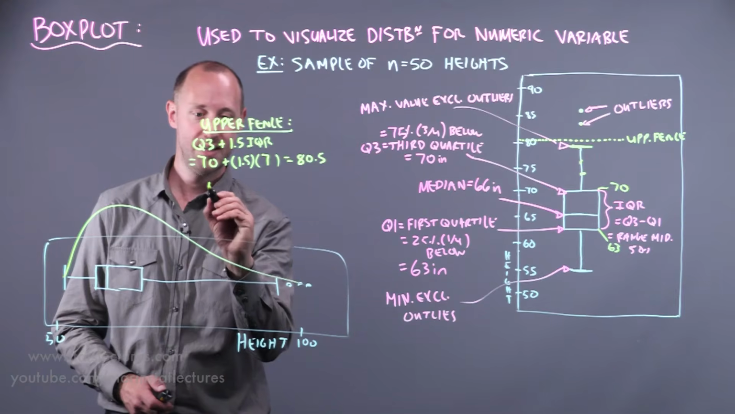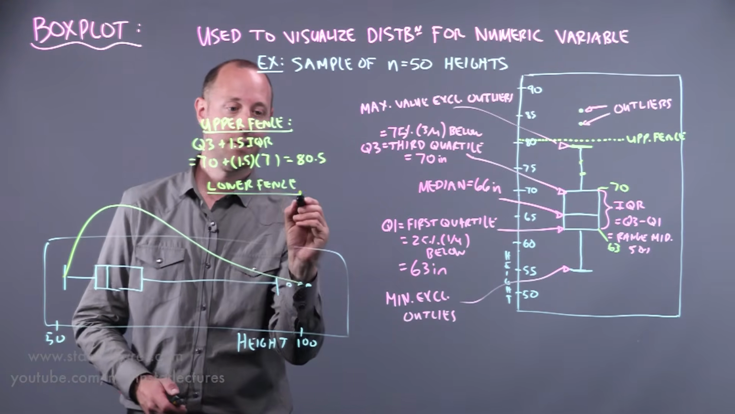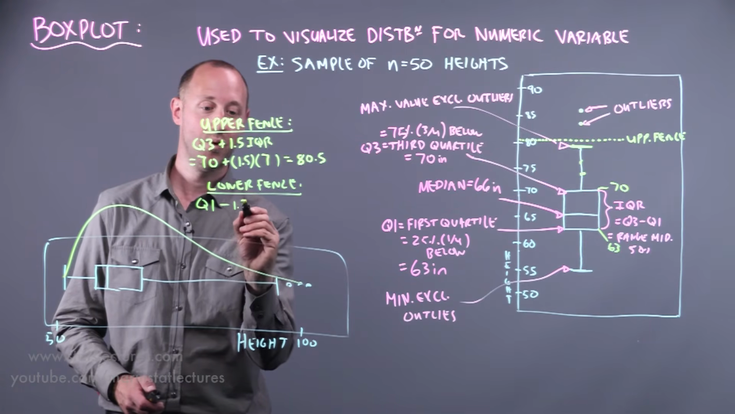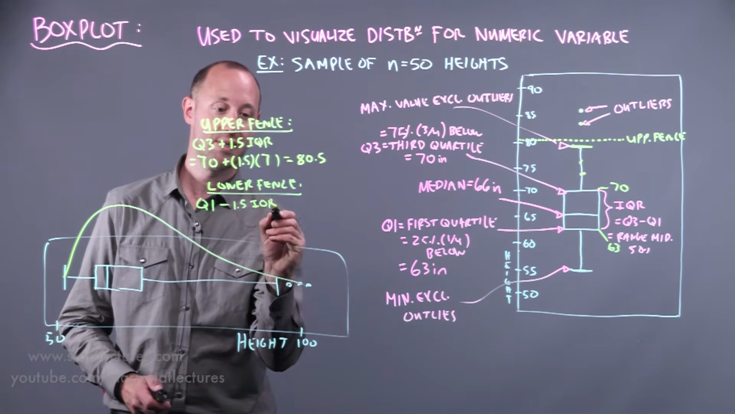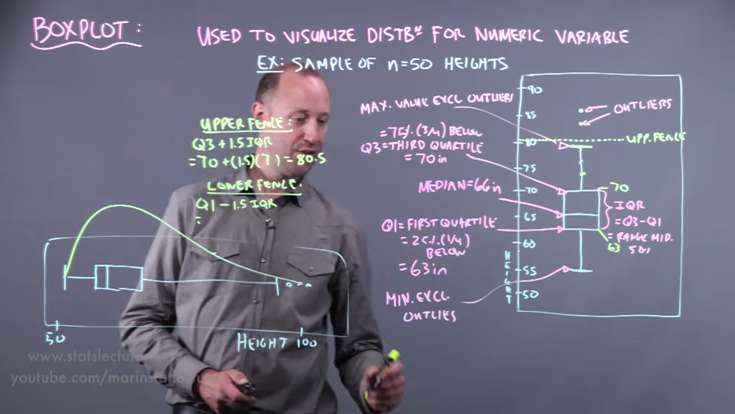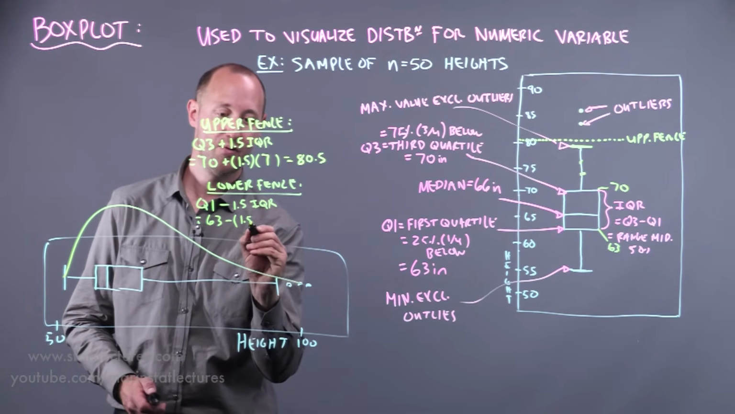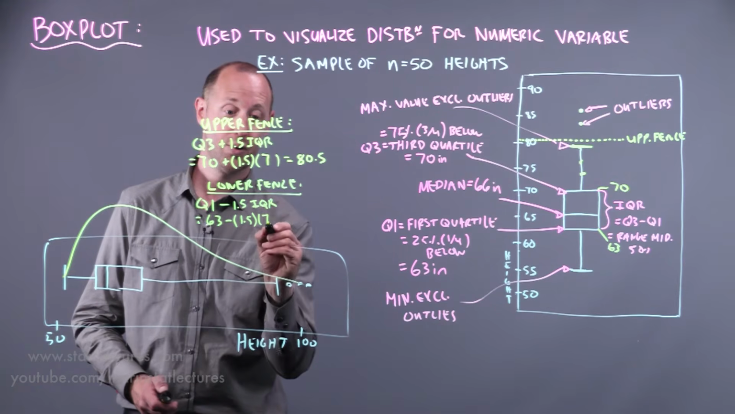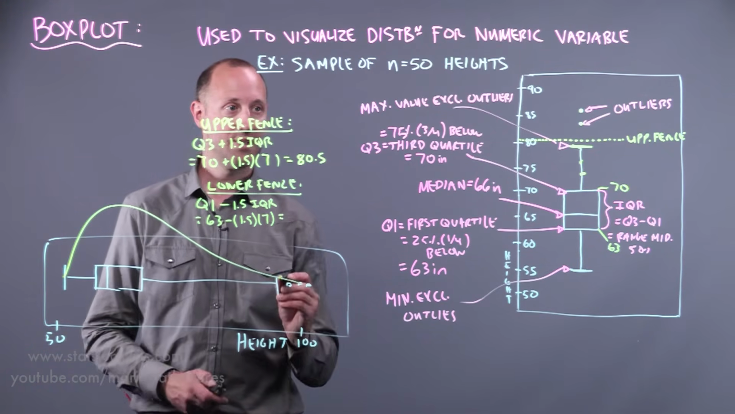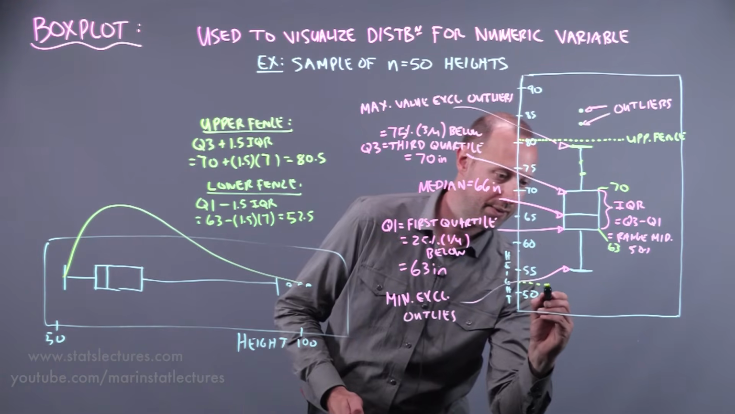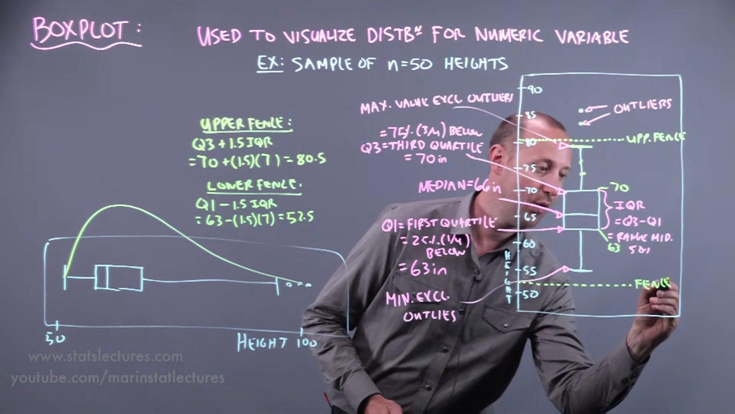Creating the lower fence is pretty similar. In order to do that, we go from Q1 minus 1.5 interquartile ranges. So again, we saw Q1, the first quartile, is 63, and minus 1.5 times the interquartile range, which was 7, gives us a value of 52.5. So roughly right around here. And again, this is the lower fence.